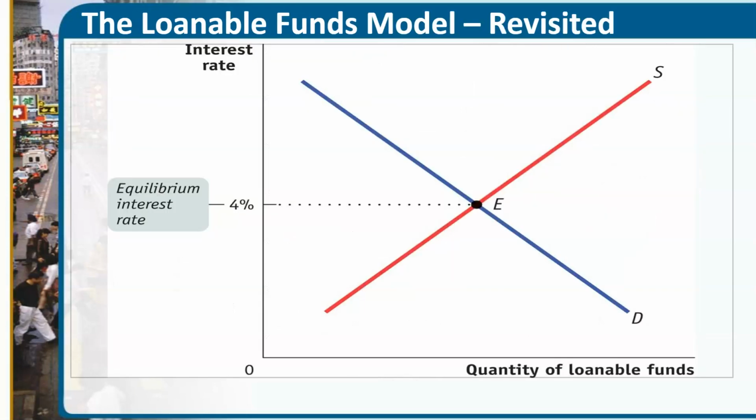So that takes us back to the loanable funds model, this idea of we have an upward sloping supply curve, downward sloping demand curve, meeting at equilibrium, and the equilibrium interest rate we're talking about here is actually at 4%. So our quantity of loanable funds is meeting at this equilibrium.